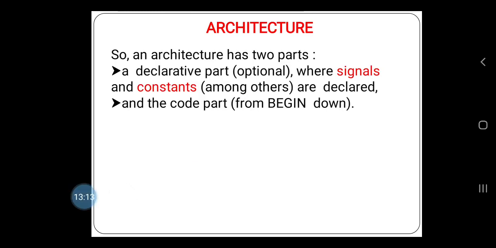A declarative part is a part where signals and constants are declared, and the code part is the different program you write, that is from the begin word.